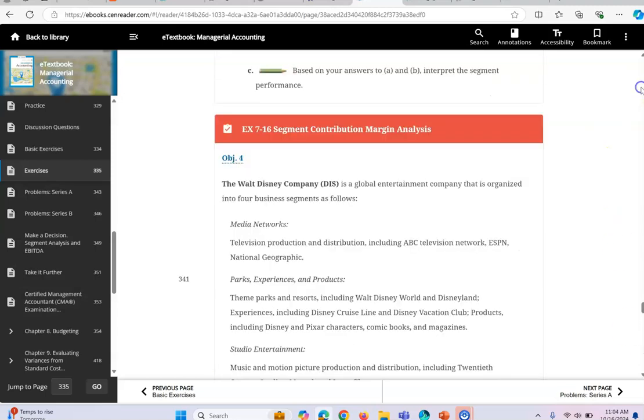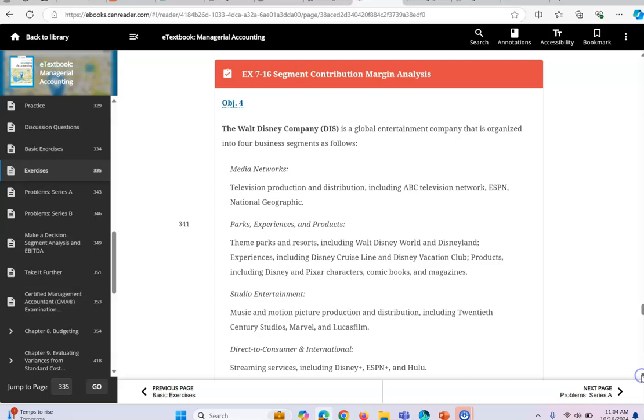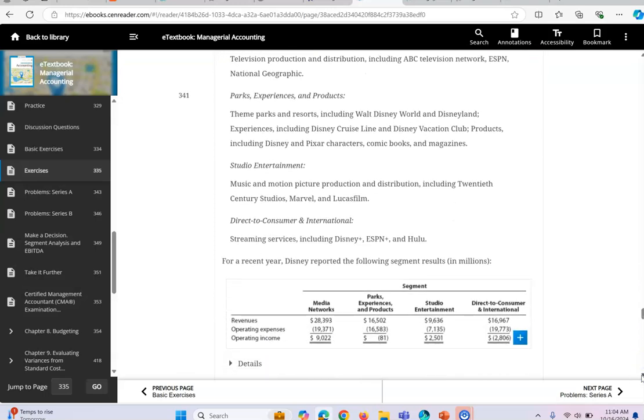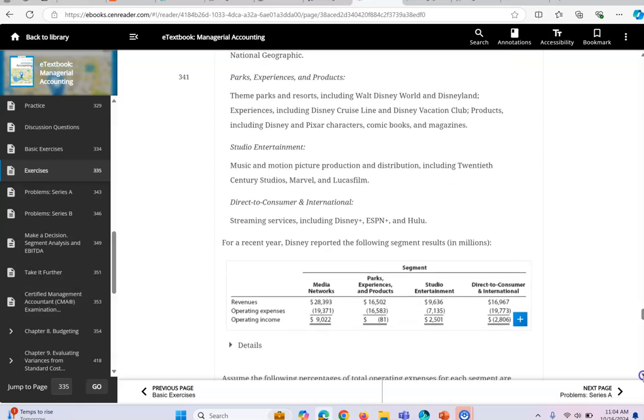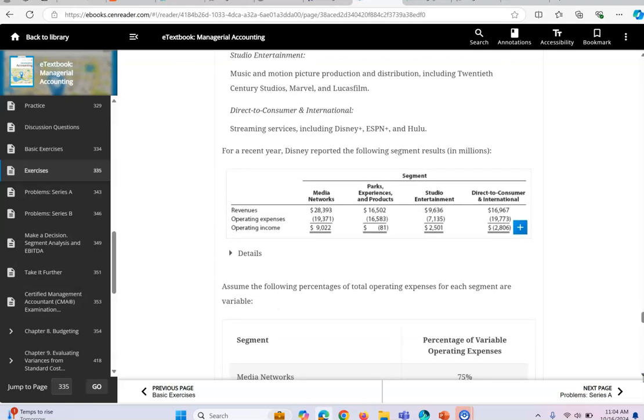Let's just do one more. The Walt Disney Company is a global entertainment company, and it has media networks, and parks and experiences, and studio entertainment, and then streaming services. For a recent year, Disney reported the following segments in millions. So our media networks had operating income of $9,022,000. Parks had a loss.